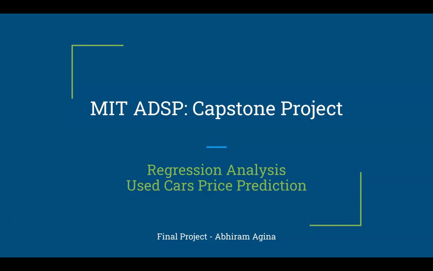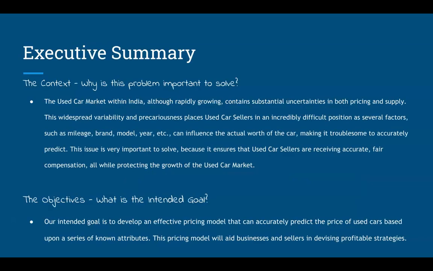So without further ado, my name is Abhiram Agina and I'm presenting my final capstone report upon regression analysis for used car price prediction. To begin, I will discuss the executive summary.